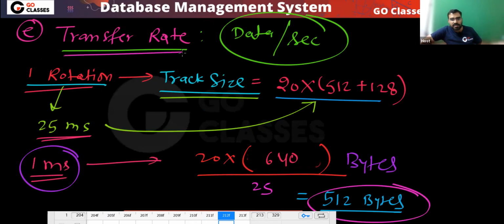See one thing. Transfer rate simply tells you how much data you can transfer within, sorry, within 1 second. This comes in per second. Now, some of you are thinking: should we take the useful capacity or should we take the complete track capacity? Yes or no? This is your doubt. I agree. What should I take?